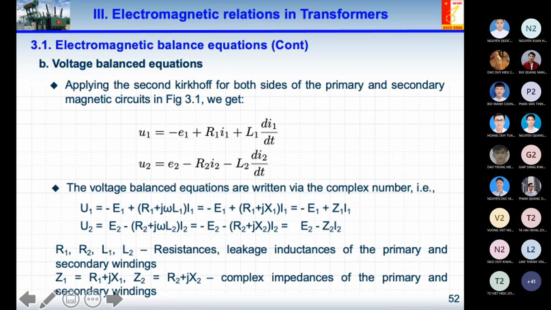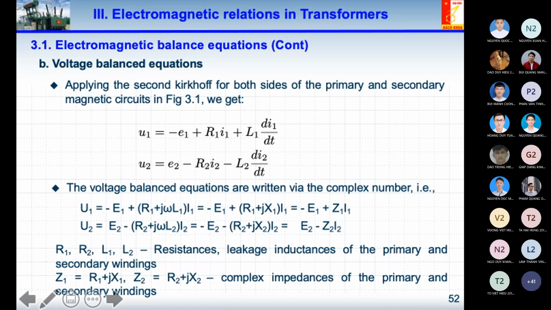So keeping in mind the voltage balance equations of the primary and the secondary windings, we can come back to this equation to use in setting up the voltage and magnetomotive force equations of the transformer. And now let me move on to talk about the magnetomotive force balance equation.